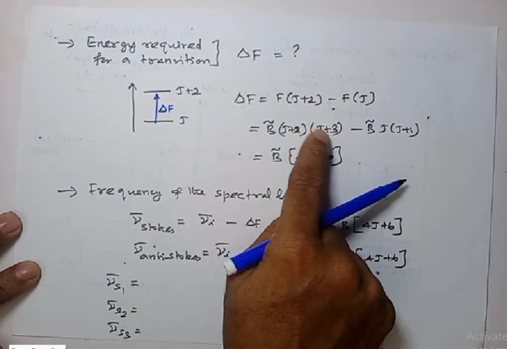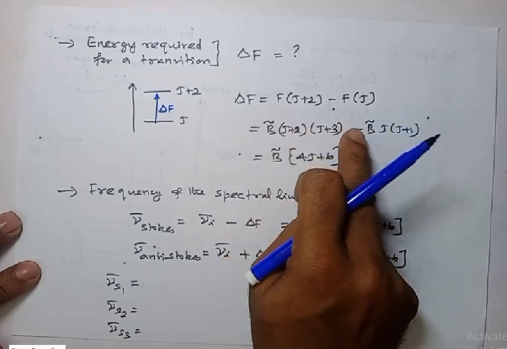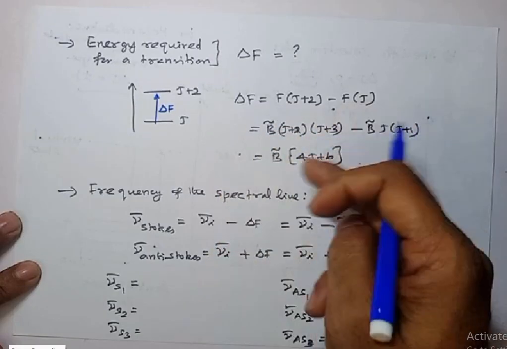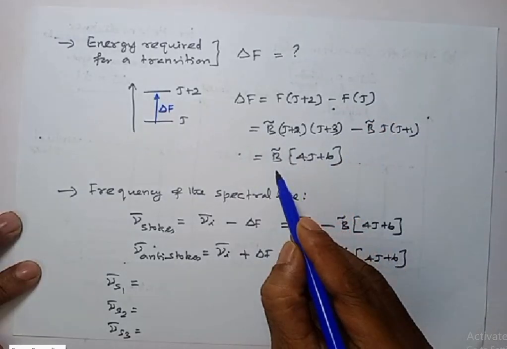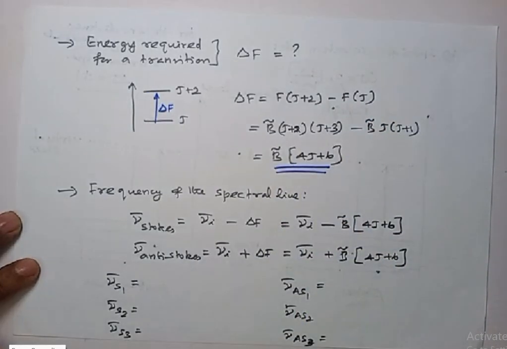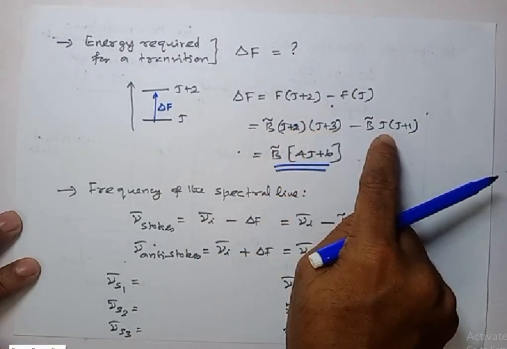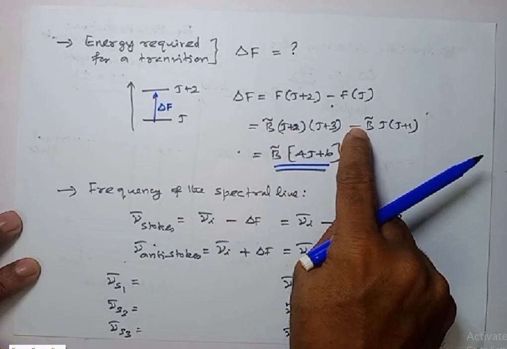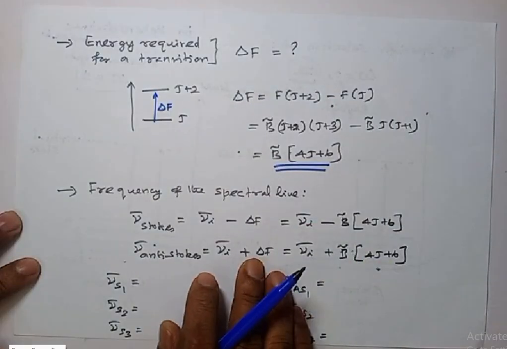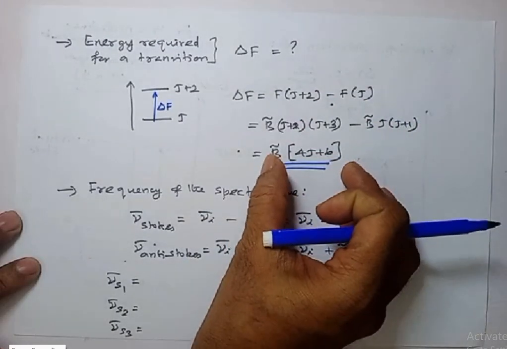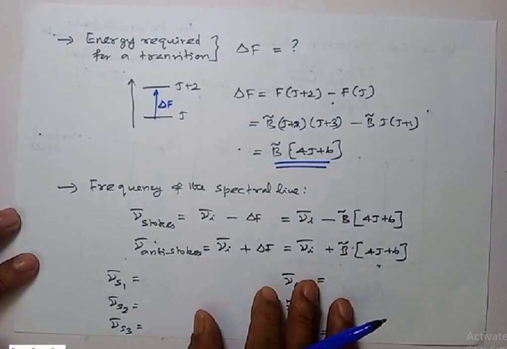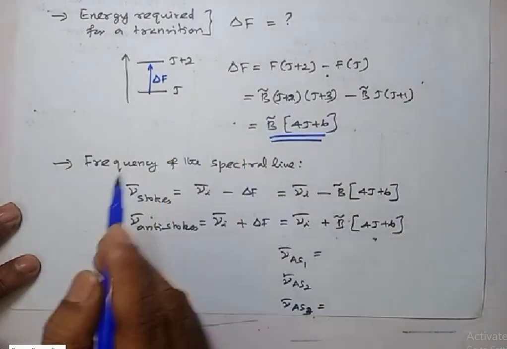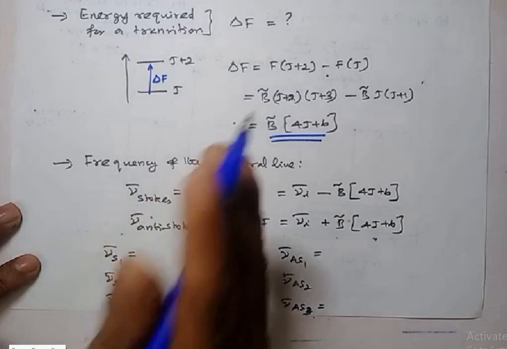Then multiply these two and take B as common. Then you make some simplification. You get this answer: B into 4J plus 6. Here you have J square, here also you will get J square, but we have a minus sign here, so J square cancels. You just do it, you will get this answer. So this is the energy required for a transition. Then the next step is the frequency of the spectral line.